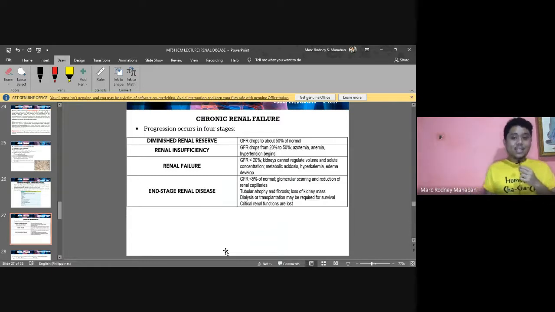And ang pinaka-last yun is ESRD, end-stage renal disease. So here, GFR is less than 5 na yun. Glomerular scarring and reduction of renal capillaries, tubular atrophy and fibrosis, loss na of kidney mass, damage na yun majority of the kidneys, wala na yun mo work, and hindi na kailangan of dialysis or transplantation for survival.